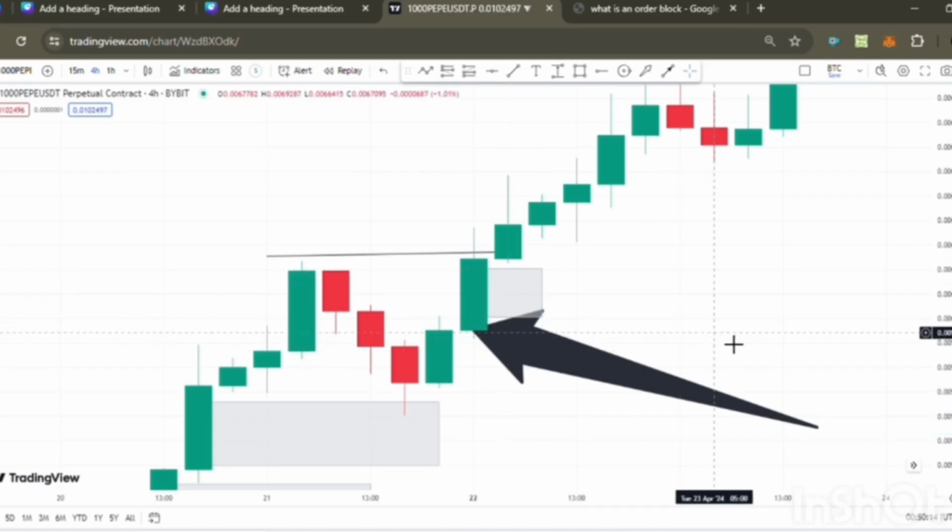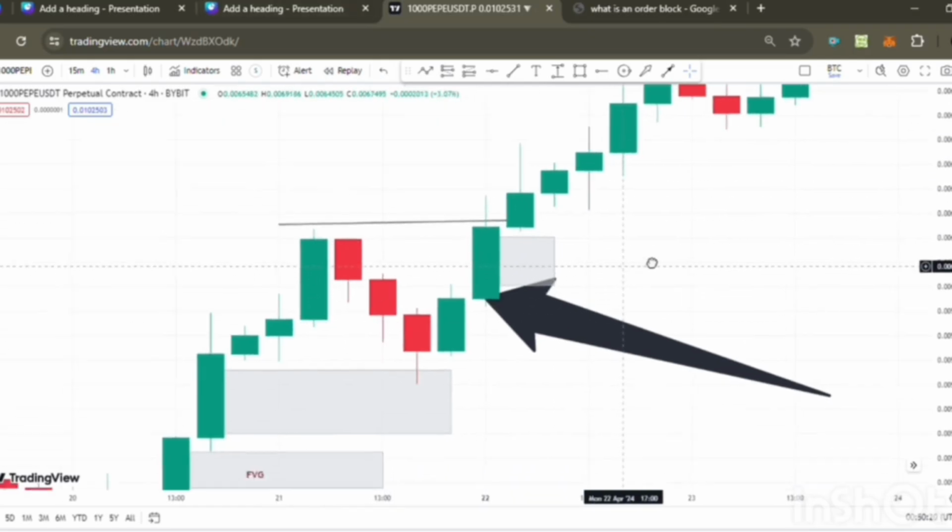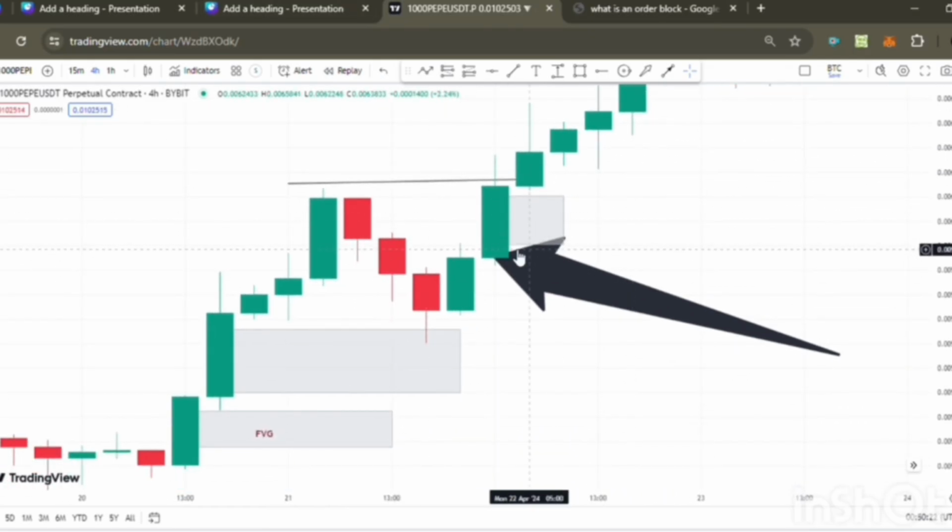Another one to indicate a strong valid order block, as I've explained: the lower wick of the third candle and the higher wick of the first candle must not cover the middle candle. That gap between them is called a fair value gap, because that is market imbalance as a result of that upward or downward movement.